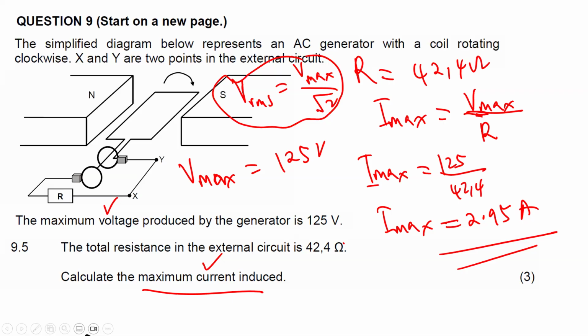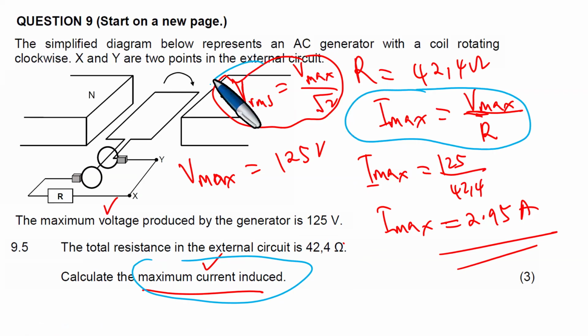Okay, so let me see what you're thinking. All right, good. So you remember the formulas. What are the formulas? They're going to ask you tomorrow to calculate the maximum current induced. Which means that I max is V max over R, but VRMS is V max over the square root of 2. Let's look at the next question.